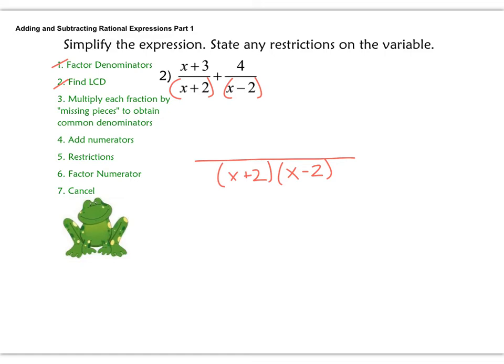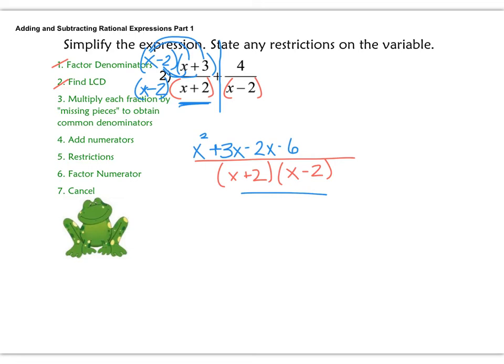Step 3, multiply each fraction by the missing piece. So again, these are almost like separate fractions here. What is this missing to look like this? It's missing, on the bottom, it's missing the x minus 2. So that means I also multiply the top by x minus 2. So how do you multiply that? We got to distribute. So x times x is x squared. X times 3 is 3x. Negative 2 times x, negative 2x. And negative 2 times 3 is negative 6.